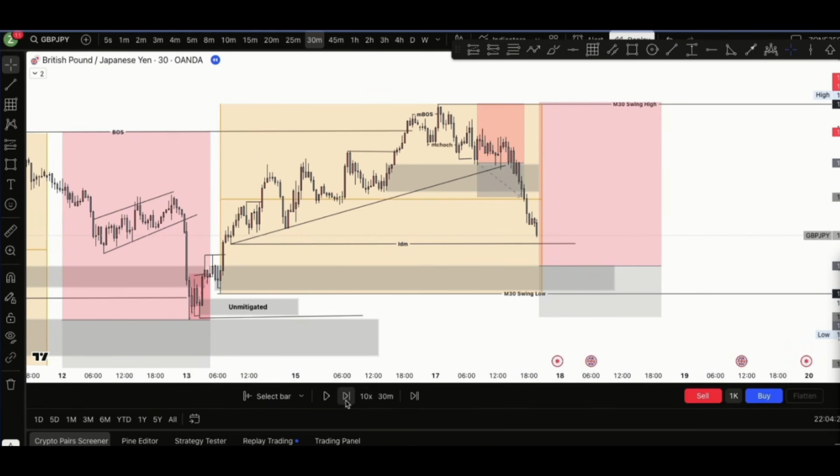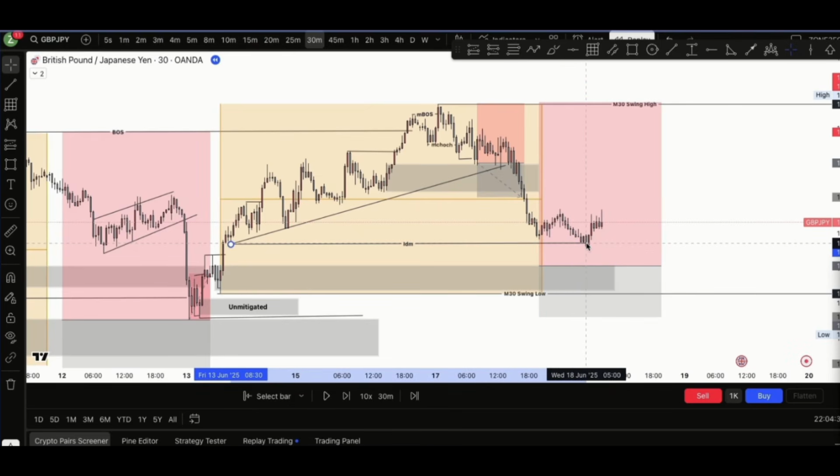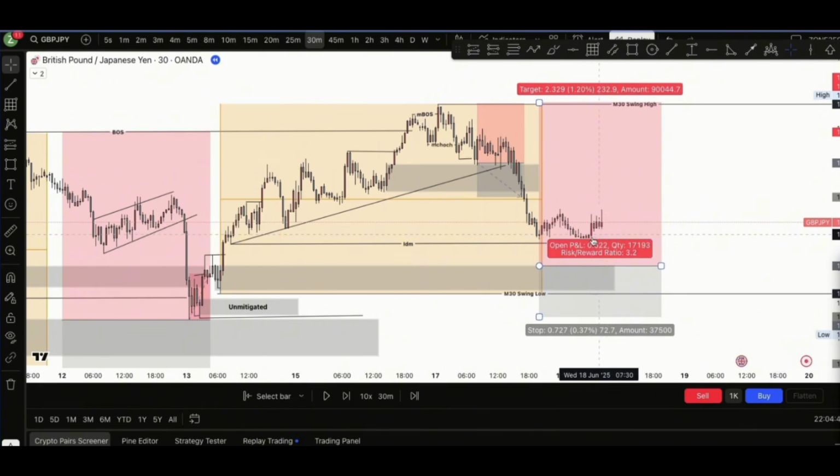So let's see what happened. You see, when price got to the inducement, it is trying to engineer liquidity again to lure people to buy. It came to the inducement and it is buying. Those who are not aware of inducement will likely buy, especially when they see this tweezer bottom candle.